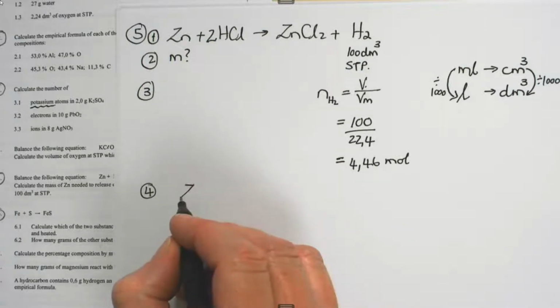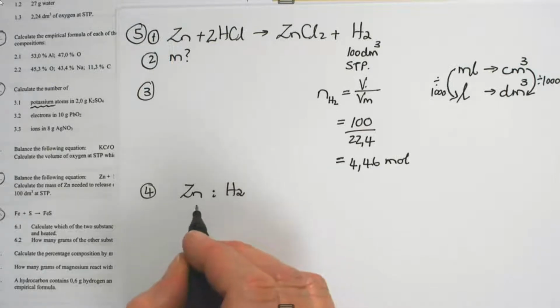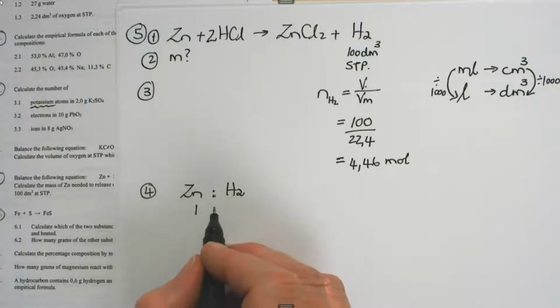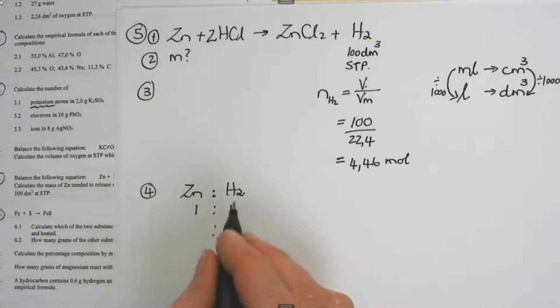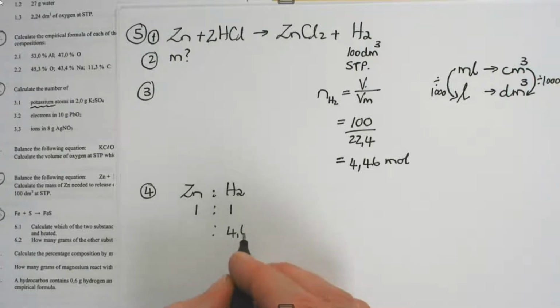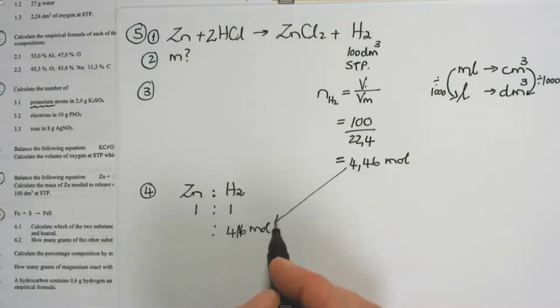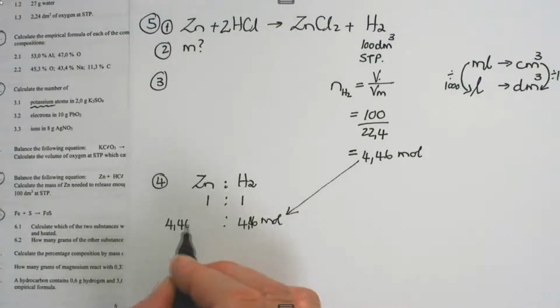So I'm going to say zinc to H2, and the ratio is, in front of the zinc, there's a 1. If there stands nothing, it's a 1. And hydrogen, it's also a 1. So that means hydrogen is 4,46 moles that I just got there. I'm just going to make you an arrow. You don't have to make an arrow. And then the ratio is 1 to 1, so that means this value is exactly the same.